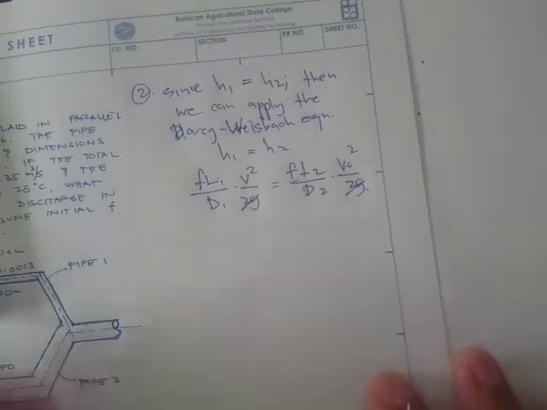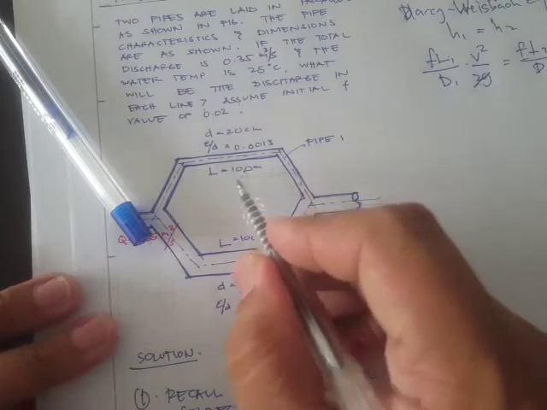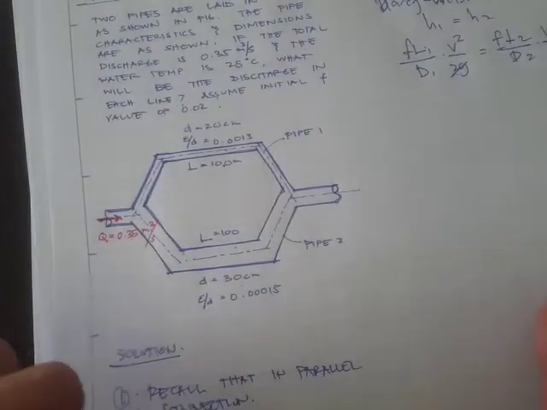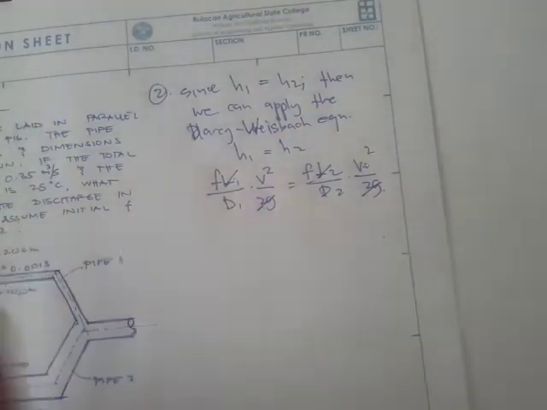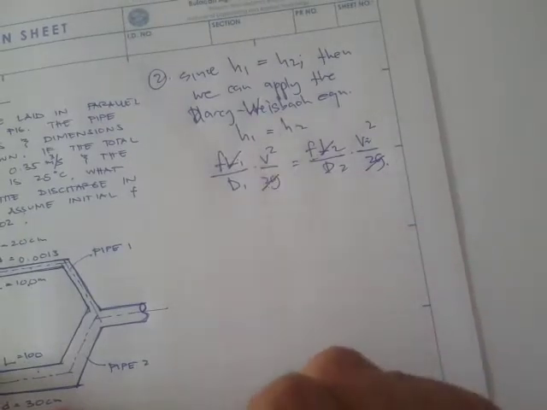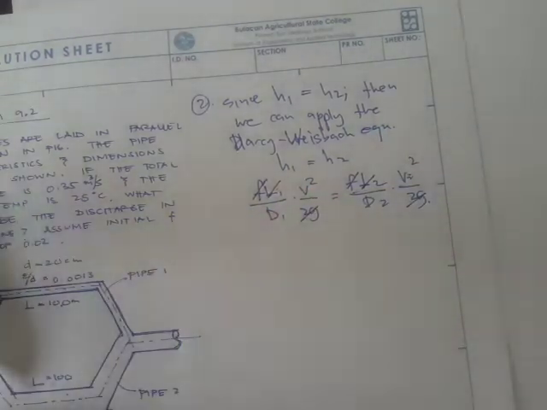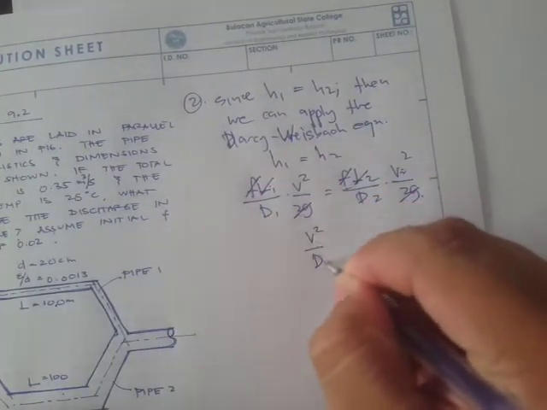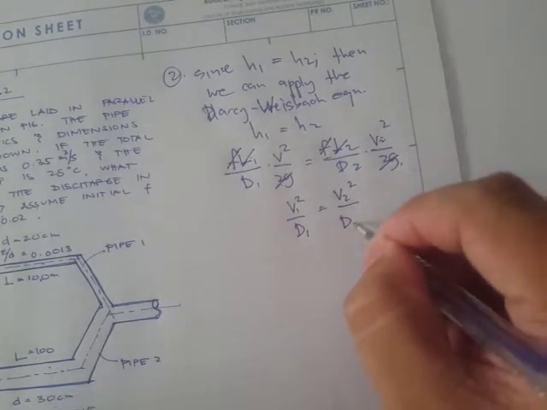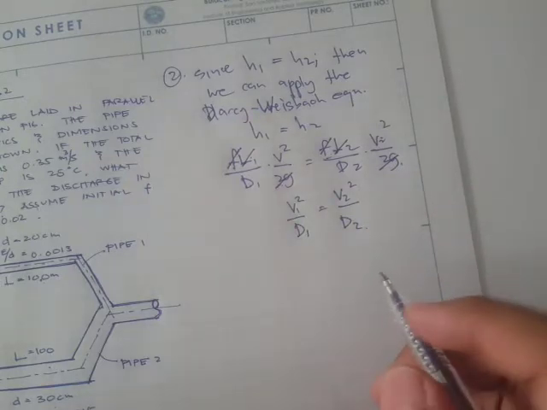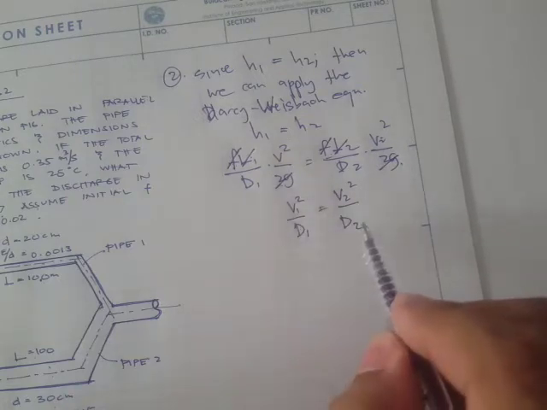And our length, since they're the same, the given is 100 for L1 and also 100 for L sub 2, and therefore we can just cancel this. Also the friction factor, they're just the same, so we can cancel this. So what's left is v squared over D1 is equal to the velocity at pipe 2 squared divided by the diameter at 2. Okay, so in this step we can obtain a relationship between the velocity 1 and the velocity 2.